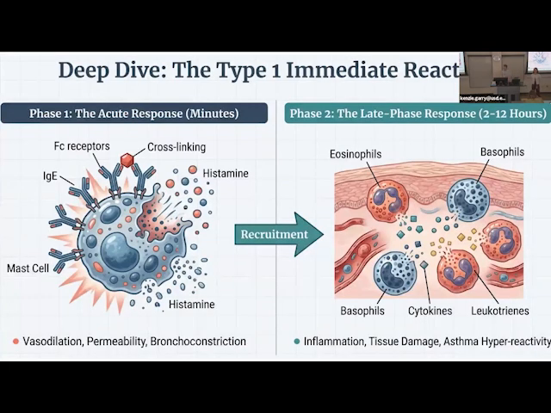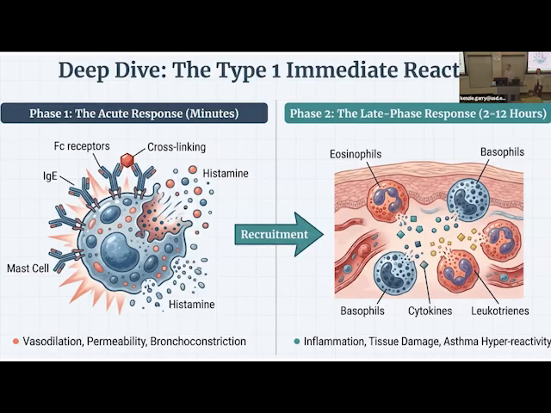First, I will start with the type 1 reaction. There are 2 phases. One is the acute response. It happens within minutes when you are exposed to the allergen, and it causes vasodilation, increased permeability, and also bronchoconstriction. So when a patient is exposed to an allergen, they have shortness of breath, become flushed, and feel more tense in that situation.